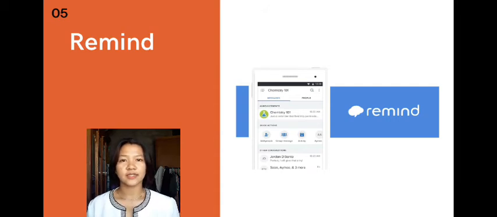Features of Remind: share photos, handouts, and flyers, chat translations in 70 plus languages, and instant messaging.